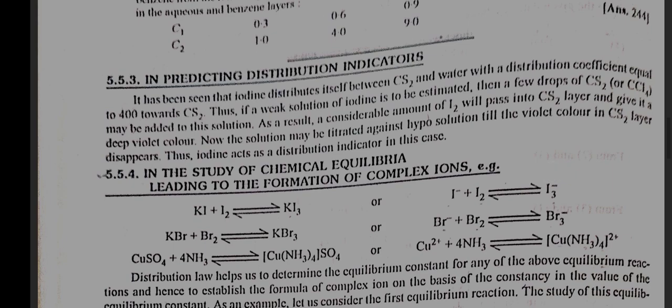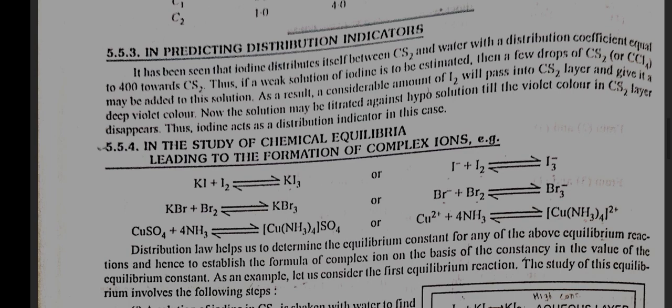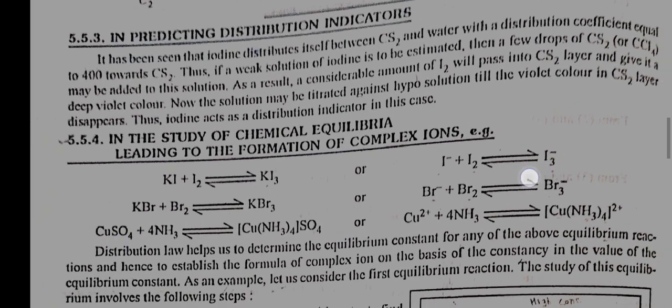In predicting distribution indications, it has been seen that iodine distributes itself between CS2 and water with a distribution coefficient equal to 400 towards CS2. Thus, if a weak solution of iodine is to be estimated, then a few drops of CS2 may be added to this solution. As a result, a considerable amount of I2 will pass into the CS2 layer and give it a deep violet color. Now the solution may be titrated against hypo solution till the violet color in the CS2 layer disappears. Thus, iodine acts as a distribution indicator in this case.